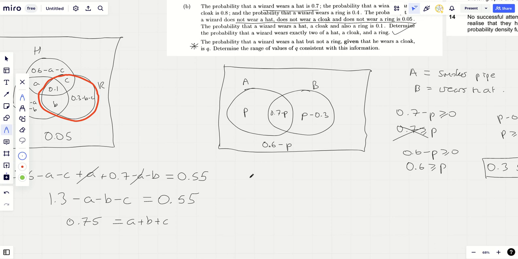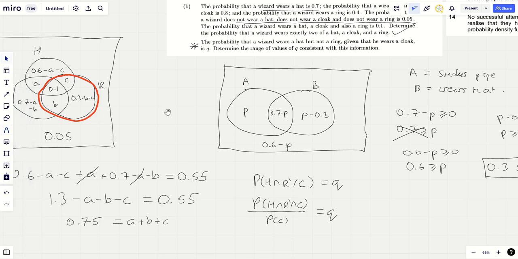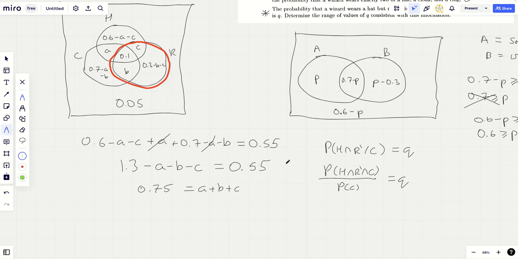Now, the first bit's fine because it says the probability of a hat and not a ring, given that you wear a cloak, is Q. Yeah? So I changed it immediately to hat and not ring and cloak, and divide it by what you were given, cloak, and said that equals Q. And then I thought, what regions are these on my diagram? Well, let's just shift it over here. We can see hat and not ring and cloak is A. And the probability of cloak is all of that, which is 0.8.